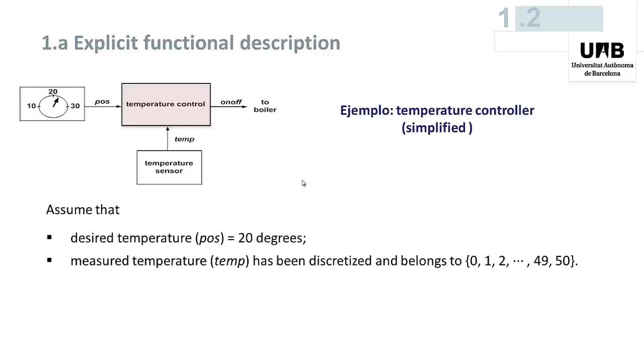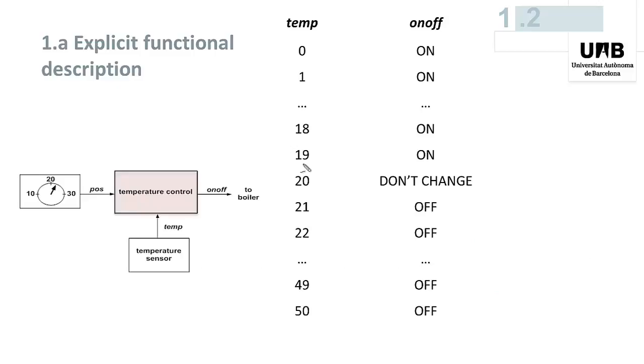Let us start with an example of explicit functional description. For that, consider again the boiler controller with two modifications. The desired temperature, that is the value of the pause signal, is assumed to be a constant equal to 20 Celsius degrees, and the measured temperature has been discretized so that the temp input signal values belong to this set from 0 to 50.